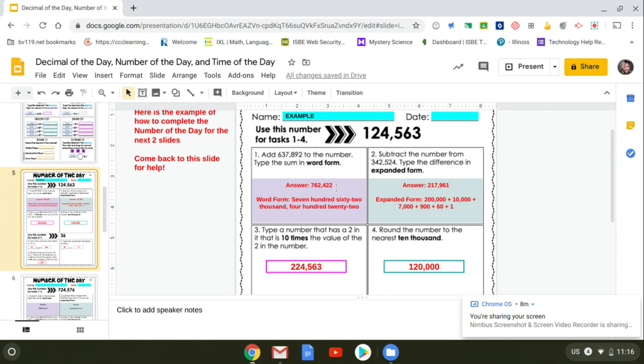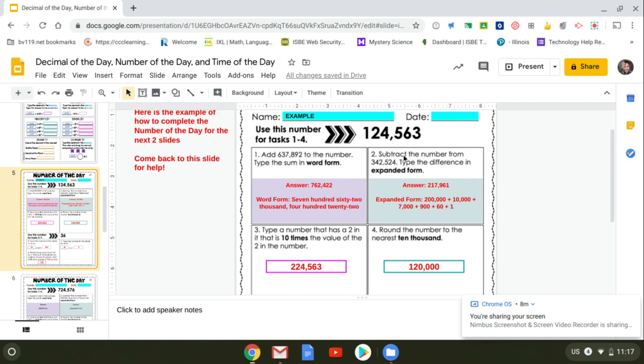I went ahead and retyped my number that I'm looking at so I can, you have to add it first. So you're going to add this number to this number. Then I went ahead and typed the answer. That way I can easily look at it because it wants you to write the answer or the sum in word form. So I typed the answer here and then I wrote it in word form what my answer was.